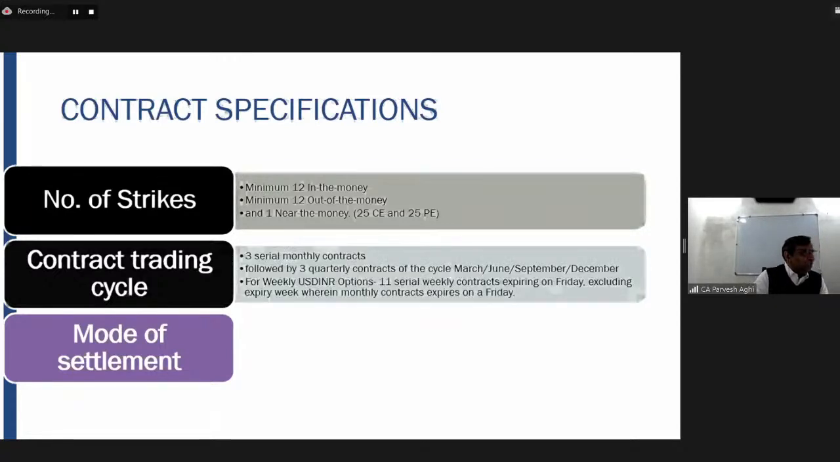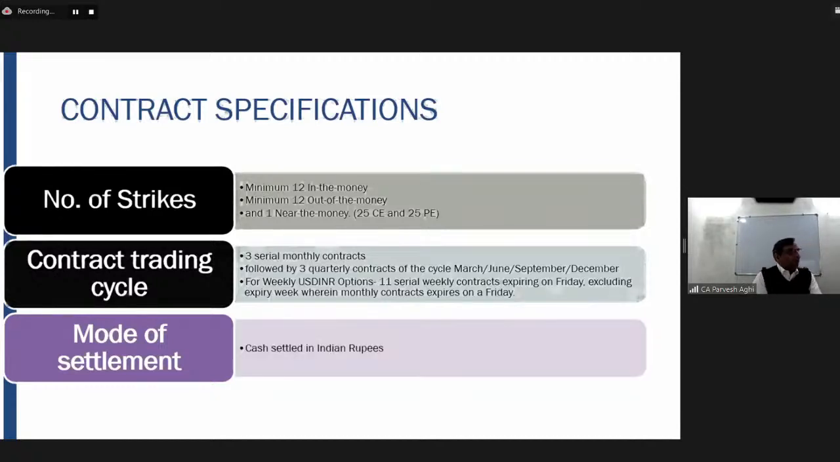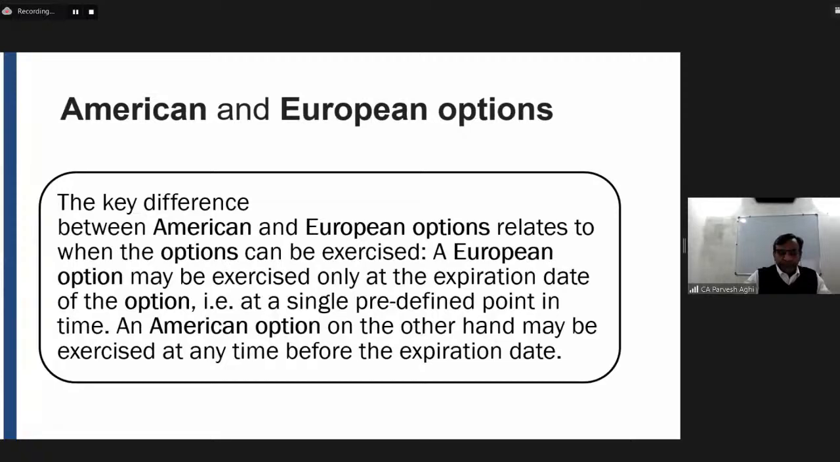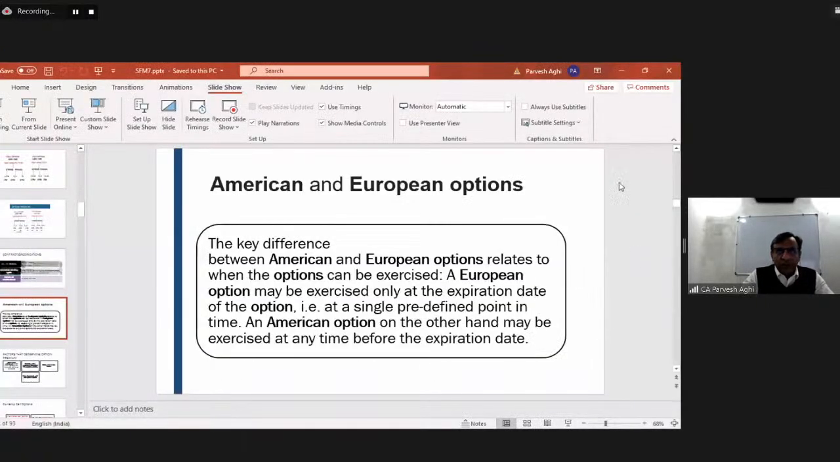Contract trading: there are 3 monthly contracts, 3 quarterly contracts, and weekly contracts. So all sorts of choice is given to you to take a hedge. Whether you choose a monthly, a quarterly, or a weekly contract will depend on you. Mode of settlement is cash settled in Indian rupees, so there is no delivery happening, unlike in futures. We will talk about European and American options a little better. I'm just going to stop here and take you to the market before the break.